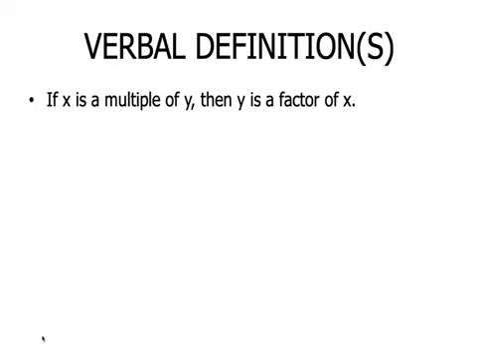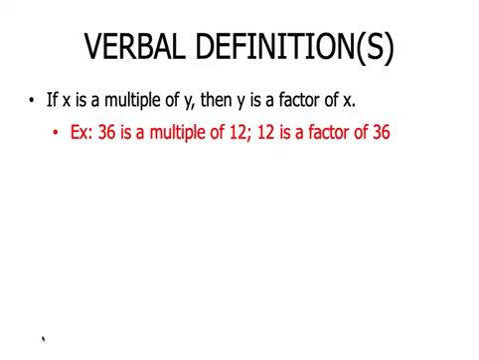Now, just to preface this, the reason it's hard to put your finger on the verbal definition of a multiple is because it involves two numbers. So I could say something like this. I could say, if x is a multiple of y, then y is a factor of x. It's just the reverse. So, for instance, 36 is a multiple of 12. 12 is a factor of 36.